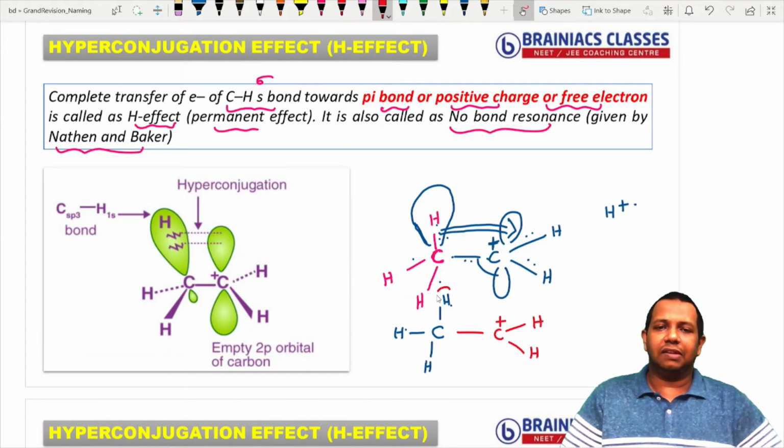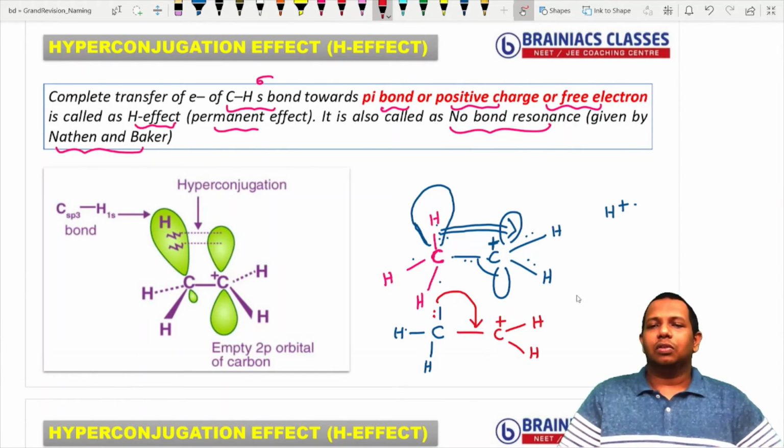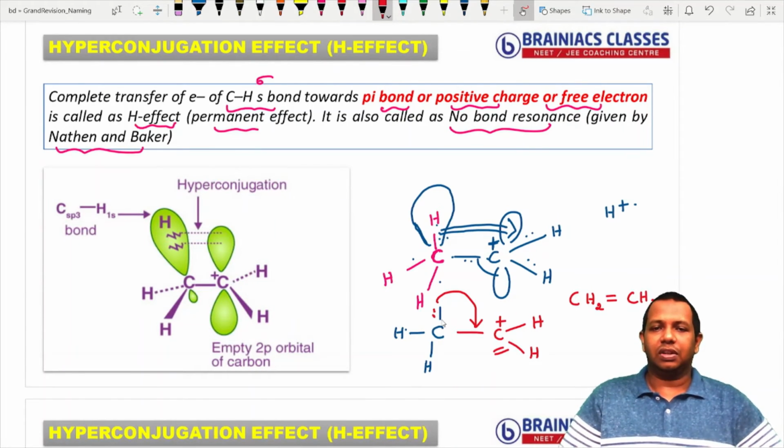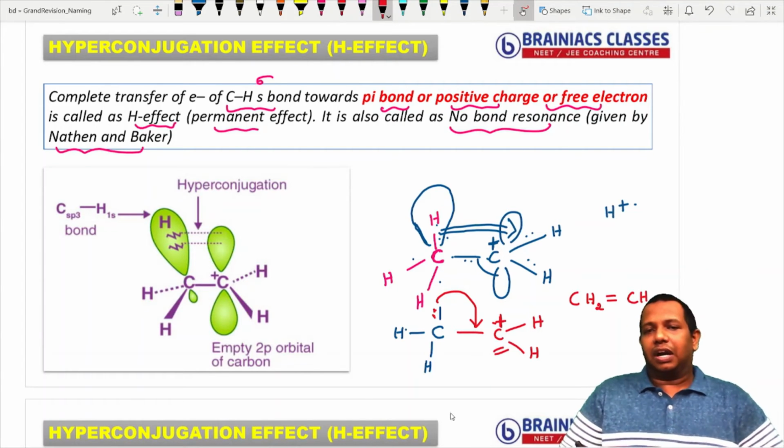Okay, so this is leaving as H plus, assume like that. When it is leaving as the H plus, it is leaving the pair of electrons here itself. Correct? So this pair of electrons will have a tendency to go over here to form a double bond. So you will get CH2 double bond CH2, so that the deficiency will be lost. This tendency of the sigma electrons to come over here to the vacant p orbital in a deficient carbon atom is called hyperconjugation.